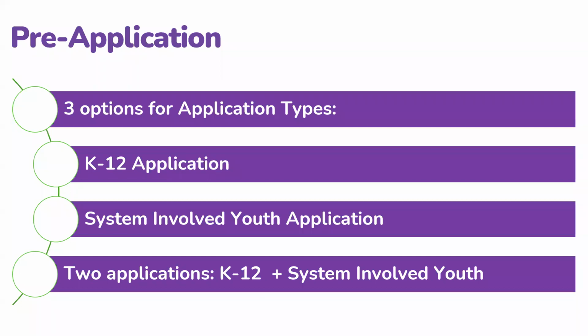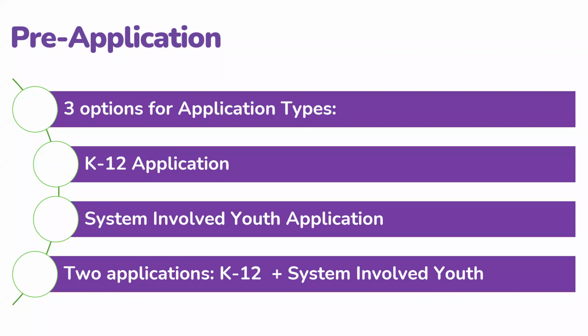And then there's a separate application if you choose to apply for the system involved youth. If you have been serving these youth and have that background and experience, there's a separate application available to you. So the options are one, the K through 12 application, two, the system involved youth application, or if you're saying, I want to apply for both of these, there's the option to select both applications, which is the K through 12 and the system involved youth.